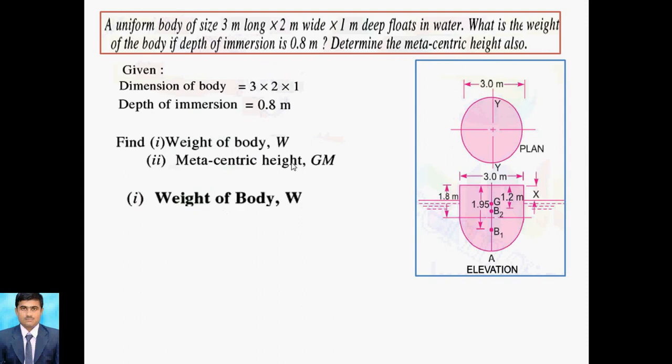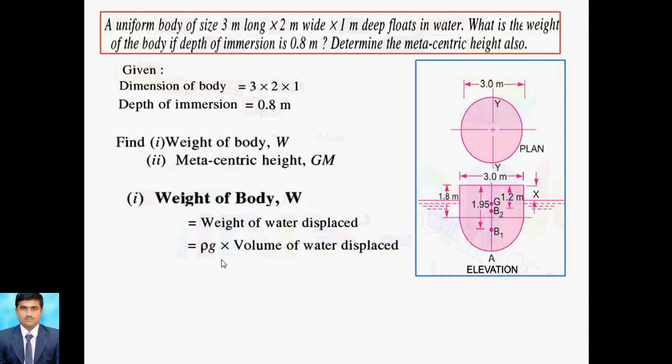For calculating the weight of the body, as you know, the weight is in terms of specific weight. How to calculate? Specific weight is equal to weight upon volume. So what is the weight value? Specific weight into volume. Specific weight means rho into g. Another formula for specific weight is rho into g. So into volume, is it clear?